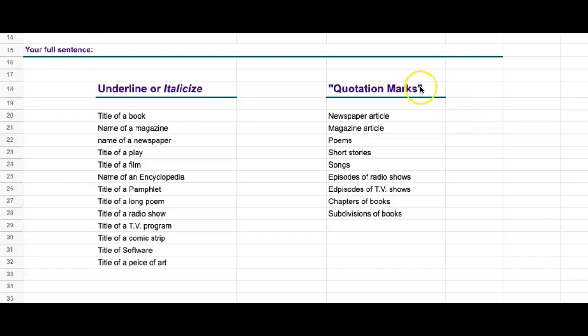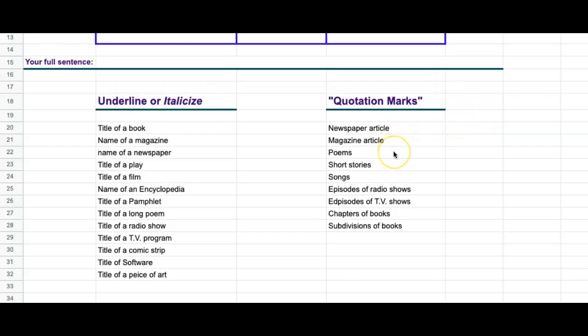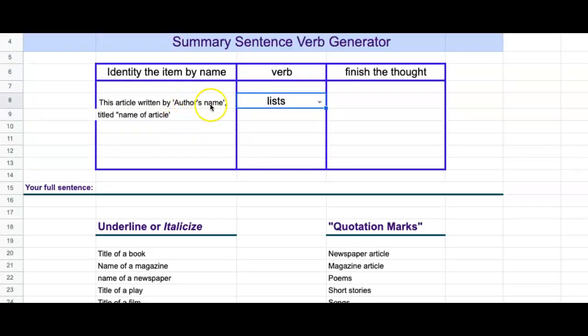Then in quotation marks, right, we have a list of about 10 items. These are the things we're going to put quotation marks around. So a newspaper article, a magazine article, a poem, names of songs, episodes of TV shows, chapters of books. All of these are going to have quotation marks around it. So that will help you when you're identifying an item, right? This article, let's say we have an article found in a newspaper, we're going to put quotation marks around it. If I'm identifying a book, I can italicize it or underline it.